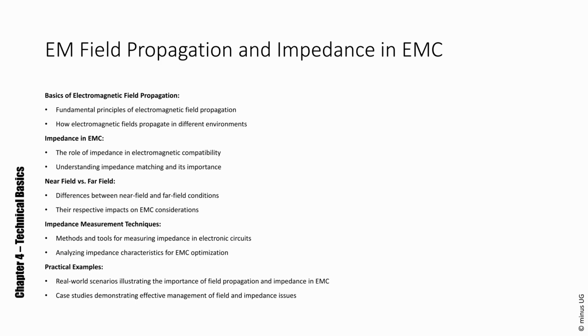Impedance plays a crucial role in EMC, representing the opposition a circuit presents to the flow of alternating current. It is a combination of resistance, real part, and reactance, imaginary part, which includes inductive and capacitive effects. Impedance matching is important in minimizing reflections and maximizing power transfer in a system. Mismatches can lead to standing waves, reduced signal strength, and increased emissions, which can cause EMC issues.